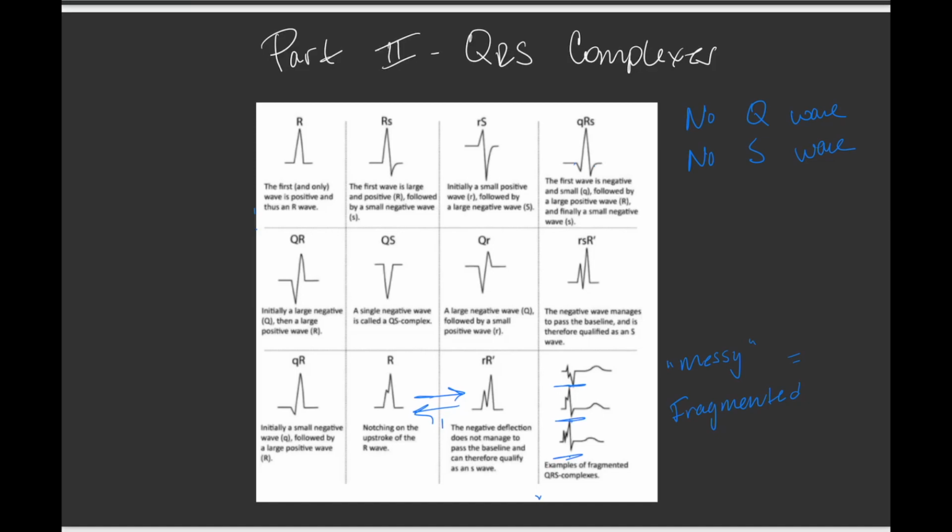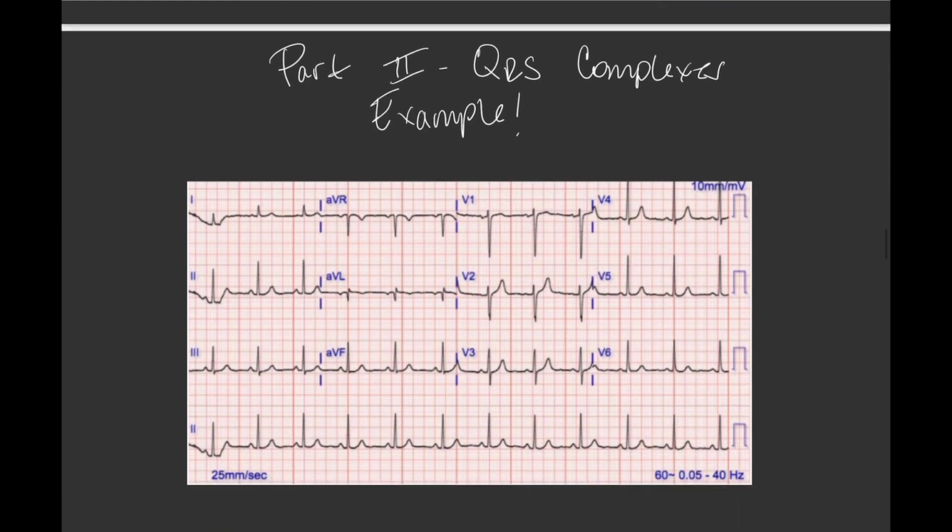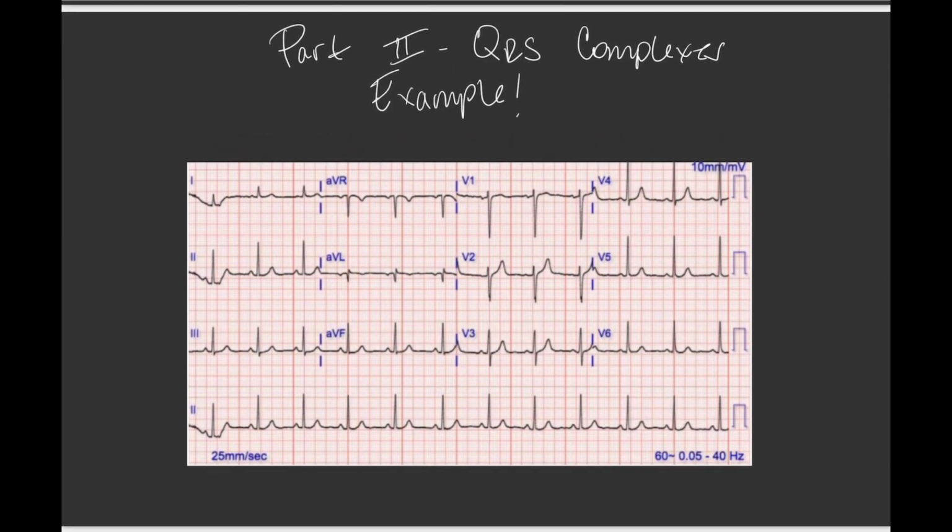And so now we have the tools to recognize when different QRS complexes may or may not have all of the components of a QRS complex. Some may just be an R, some may be an RS, some may be a QR, QS, and so forth. So if we were to go through this example, we would see that lead 1, what type of complex is that? We would see that that's an R complex.